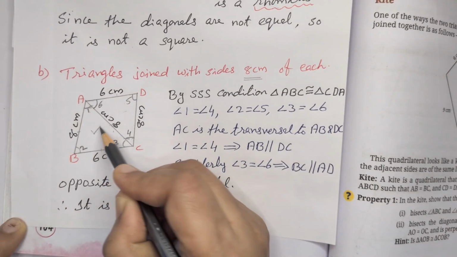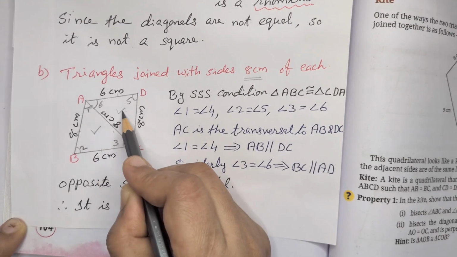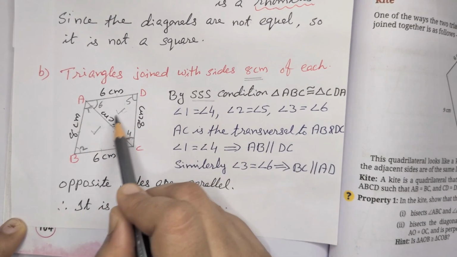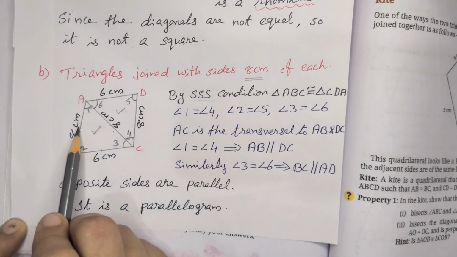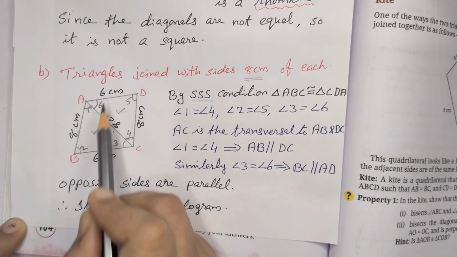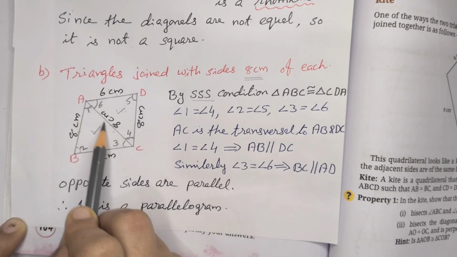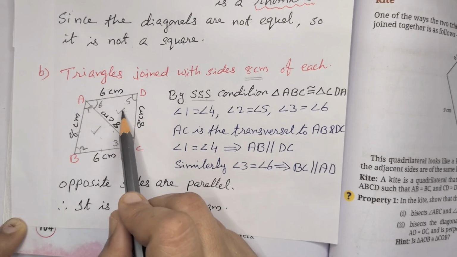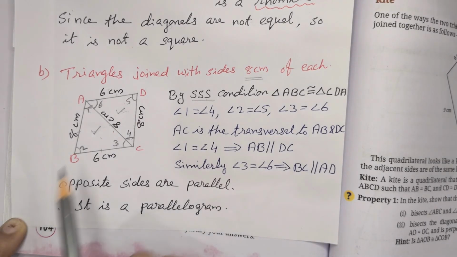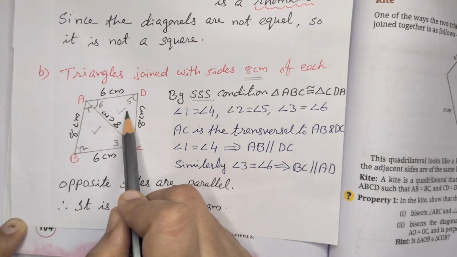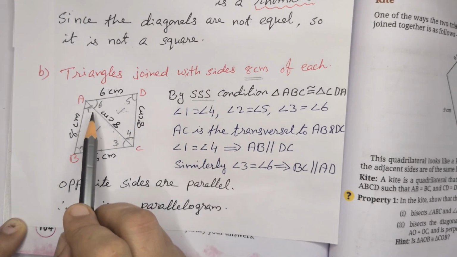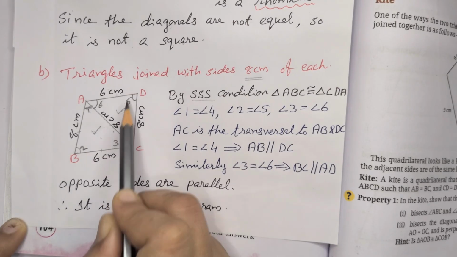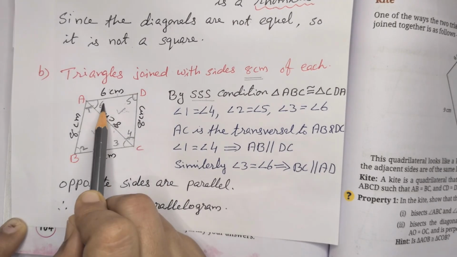Now, considering these two as two different triangles, we can see by the SSS condition that these two triangles are congruent. These two sides are equal, these are also equal, and this is the common side. So by SSS criteria, we can write triangle ABC is congruent to triangle CDA. If these two triangles are congruent, then we can compare their angles. Angle 1 is equal to angle 4, angle 2 is equal to angle 5, angle 3 is equal to angle 6.